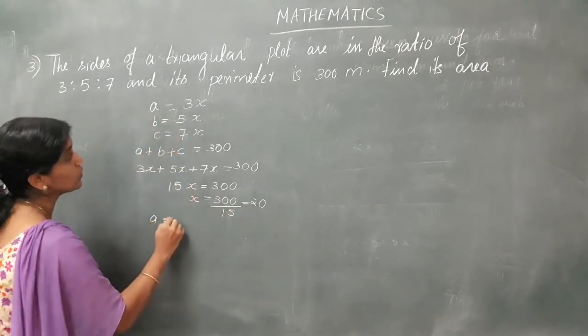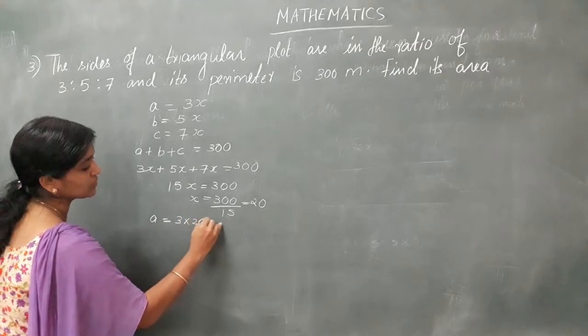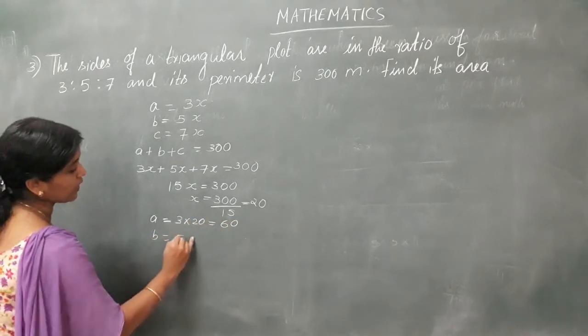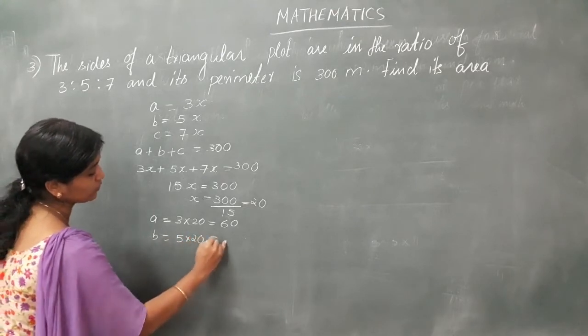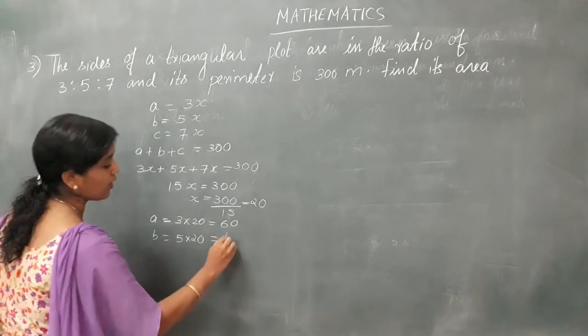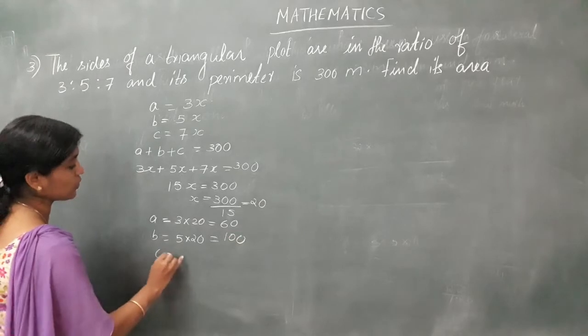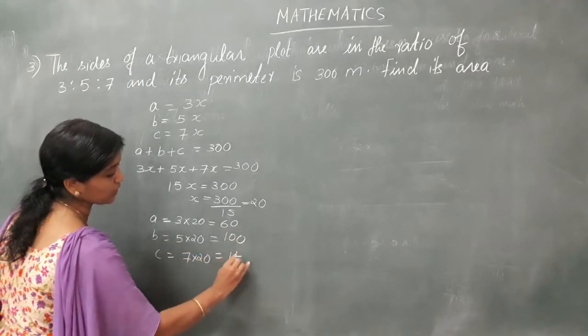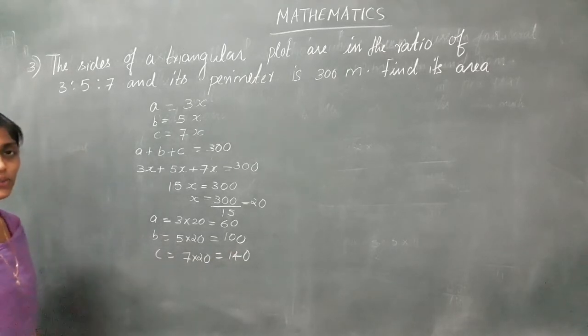So after getting the value of x, you can find A, B and C. A is equal to 3 into 20, which is equal to 60. B is equal to 5 into 20. We know 5 into 20 is equal to 100. C is equal to 7 into 20. You got it as 140. Clear? So we got A, B and C from here.